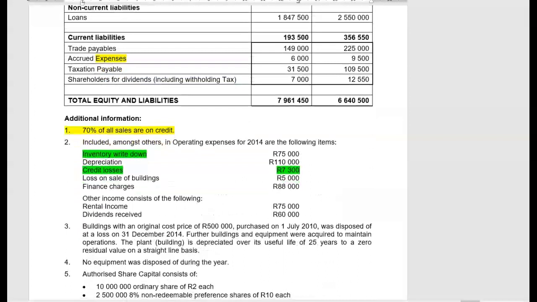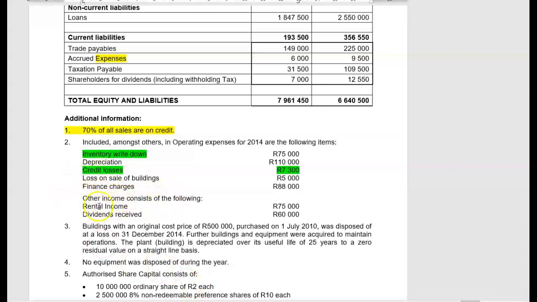Is credit losses a cash flow item? No, it isn't. What did I do? I credited debtors and I debited credit losses expense account. No bank anywhere. So that is a non-cash flow item, which I will have to take into account. Then there was loss in the sale of buildings, finance charges.